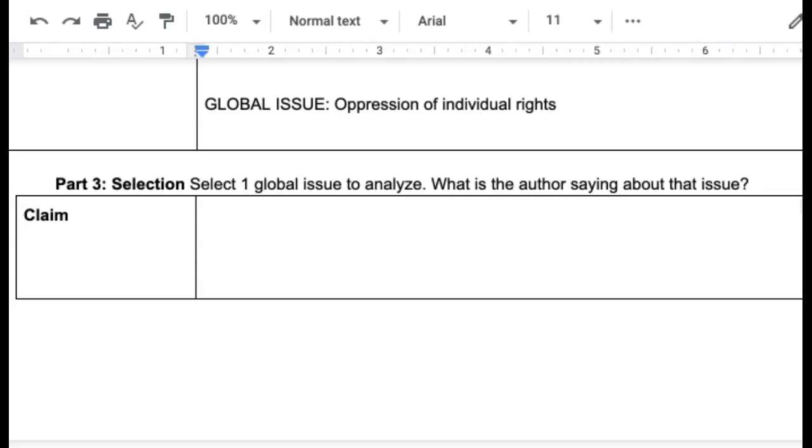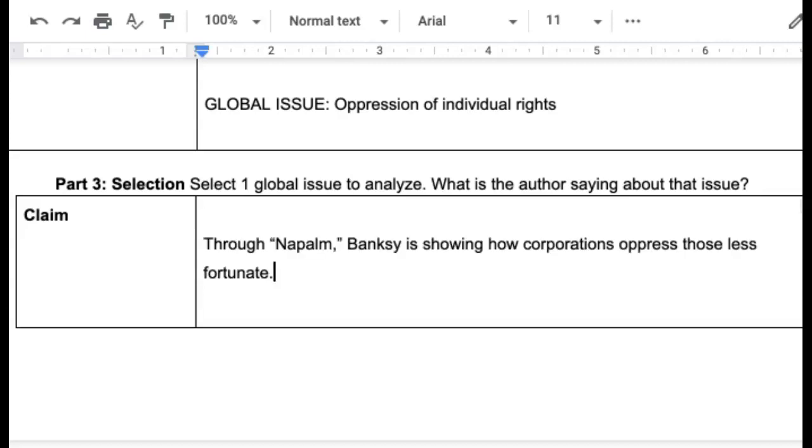So as a sample for you guys, we are looking at the global issue of oppression of individual rights. That's the topic that I starred. And so now I need to come up with a claim. What is Banksy saying about oppression of individual rights, about that topic? The claim that we came up with was: through Napalm, Banksy is showing how corporations oppress those less fortunate. So here you're going to include the title of the work, the author, and then the theme about that topic, right?